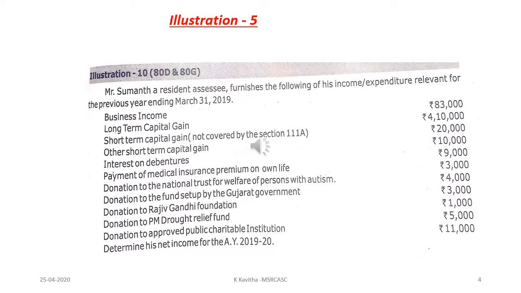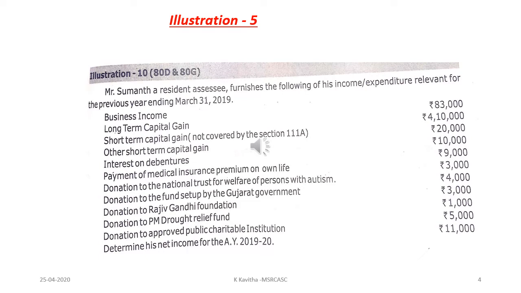Another important thing while reading the question: you should look for donations. You should remember there are 3 categories of donations. Group A 100% deductible, Group B 50% deductible, and Group C with limit. With limit under Group C, again we have 2 categories, 100% and 50%. So while reading the points, please make note of it.